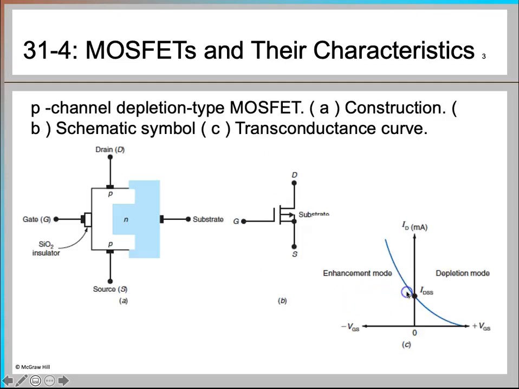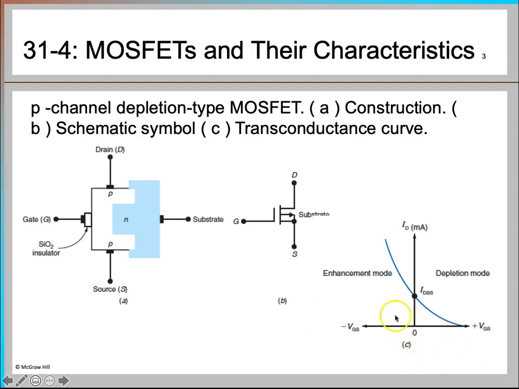And let's see next. Next we have the p-channel depletion type MOSFET, and this is the construction of the p-channel. As its name says, p-channel, that's why we have the channel as p, and the block represents your substrate, and then you have drain, gate, and source. This is the symbol, gate, drain, and source, and the direction will be this way, and this is the transconductance curve. So it's all repetitive. I've shown you this before, and I think this transconductance curve is new.